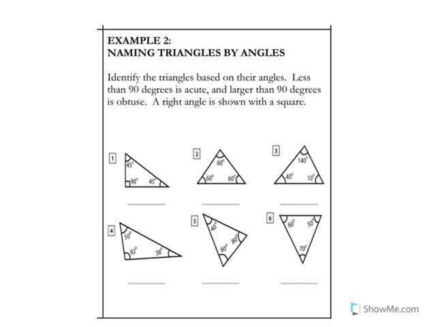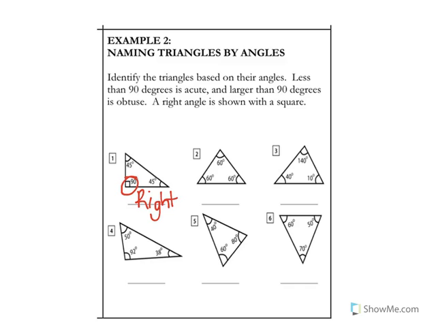All right, let's look at what to do when we're naming them by angles. Identify the triangles based on their angles. Less than 90 degrees is acute, larger than 90 degrees is obtuse, and a right angle is shown with a square. So I'm going to use some shorthand just to save some time. This number 1, I can look and see that this has a right angle. So this is a right angled, and I'm just going to use the word right for now, a right angled triangle.